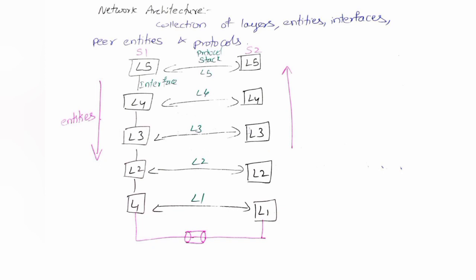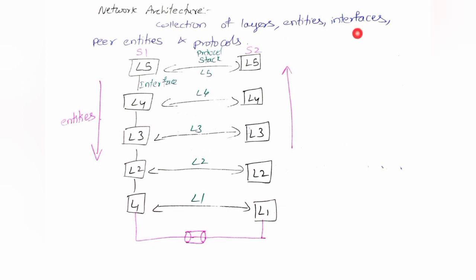Okay, so that's why it is called a peer-to-peer entity. So this is the basic network architecture. There is a collection of layers, entities, interfaces, peer entities, and protocols. Protocols means a set of rules that support the communication between two devices, and the OSI model has 7 layers, and the TCP/IP model has 5 layers.